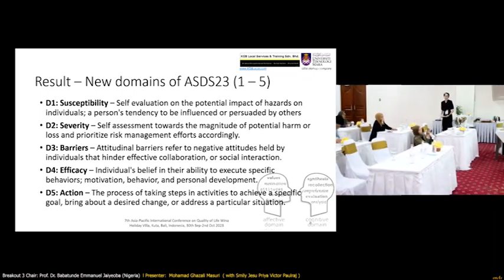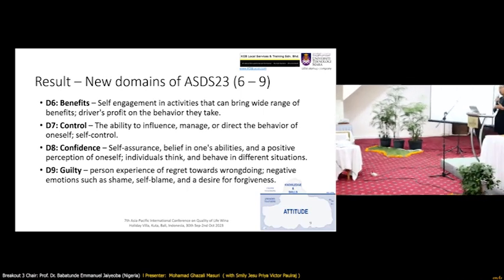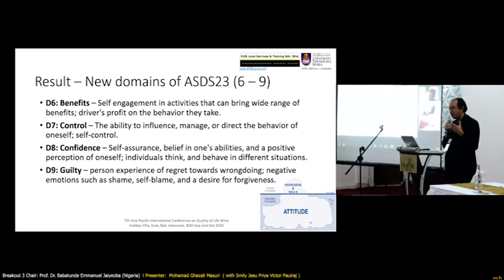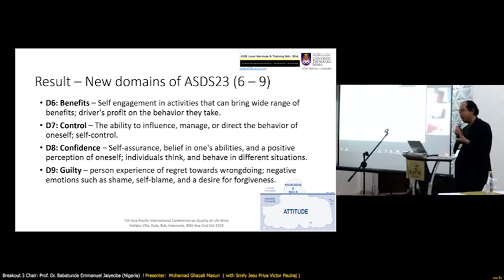Next. Okay, domain 6 is about the benefit. What are the benefits the drivers can accept when they practice good driving? Control is about self-control, how much the drivers can control themselves when they are on the road. Confidence is about the self-confidence to manage and to control the vehicles. And the last domain is how much they will feel guilty if they commit wrongdoings.